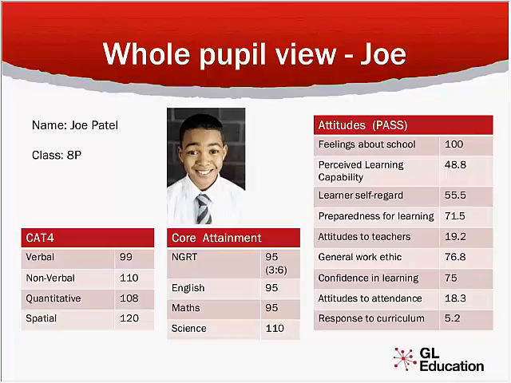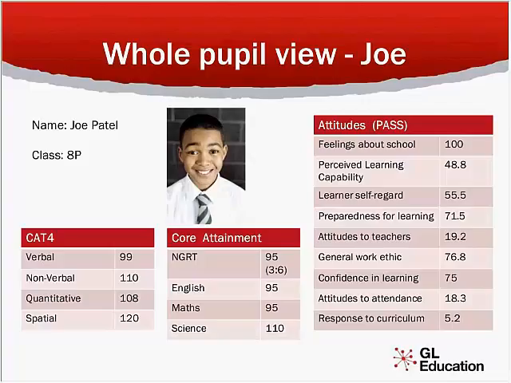He has a score of 99 verbal, non-verbal of 110, quantitative 108, and spatial 120. So Joe has a spatial bias. When you look at his spatial score compared to his verbal score, you can see that there's quite a difference here of 21 standardised age score points. So Joe's a student who is more likely to achieve through flowchart, diagrams, more kinesthetic learning.